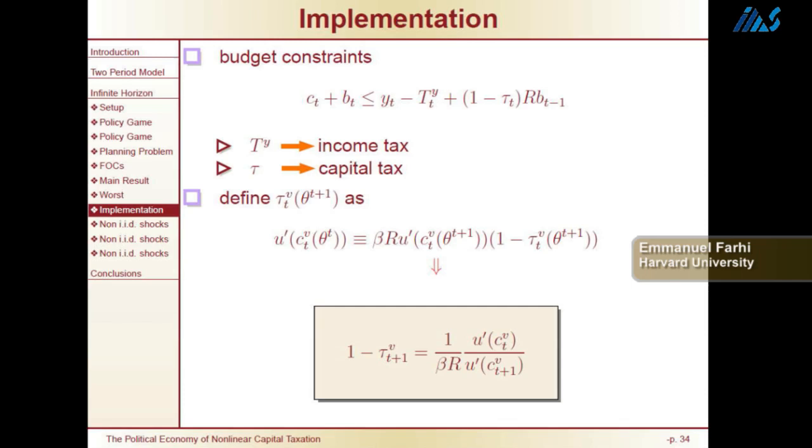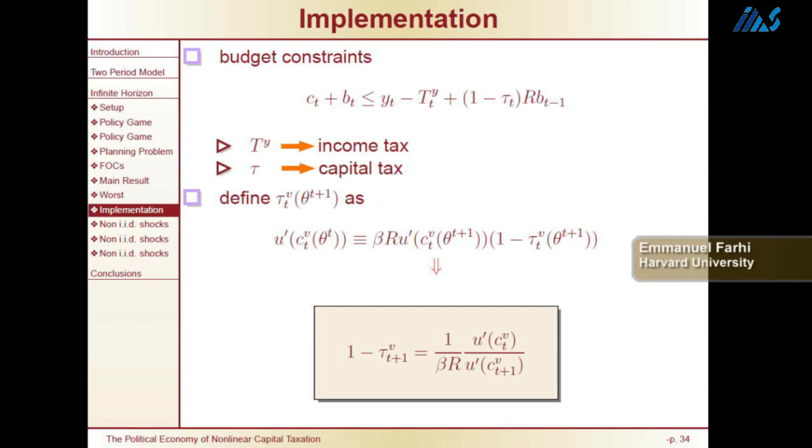Let me just say the way you would implement this. This is an implementation that was proposed by Narayana Kocherlakota in an Econometrica paper. So the capital tax is going to be defined from the first order conditions of agents. So you have these tau v, and then we're going to define the labor income tax from these budget constraints, where we're going to specify the amount of savings that we want agents to do. So the savings could be done by the agents or by the government. There's a Ricardian equivalence in this model. It doesn't really matter.